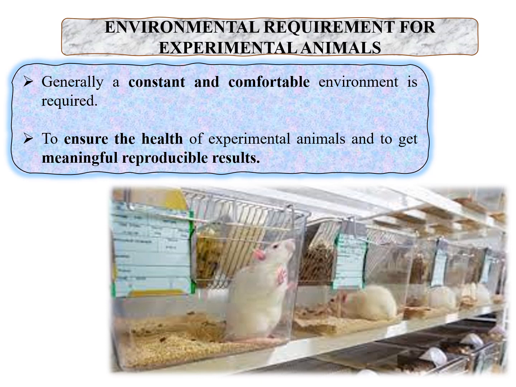So generally a constant and comfortable environment is required to ensure the health of the experimental animal and to get meaningful, reproducible results. For example, one day the AC is working properly and you have got nice results. Another day the AC is not working, the environment has changed, then you may not get the same results which you have got earlier. So maintaining a constant environment is very important.